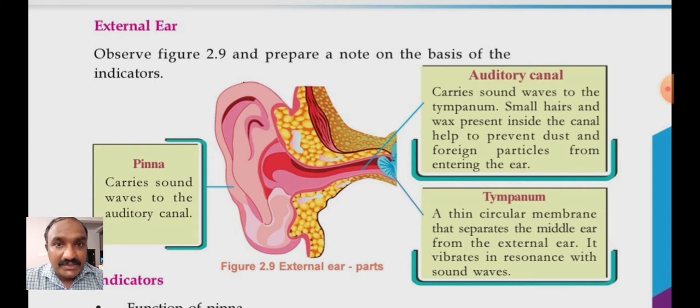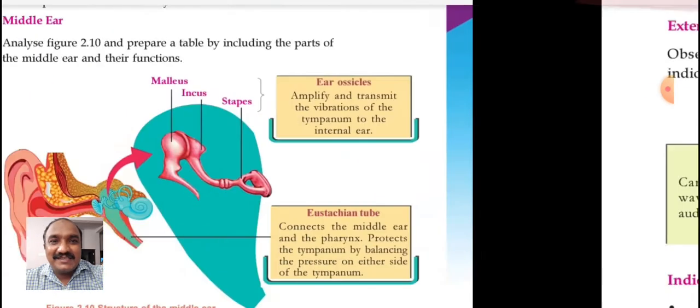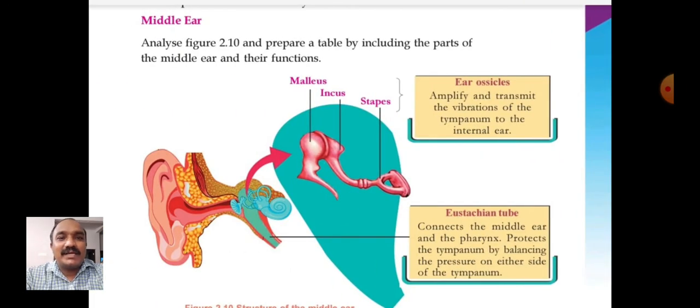So, three parts: the pinna, then auditory canal, next tympanum. These three are the parts of which ear? External ear. Anyhow, simply study it. Okay. Next part, that is the middle ear.